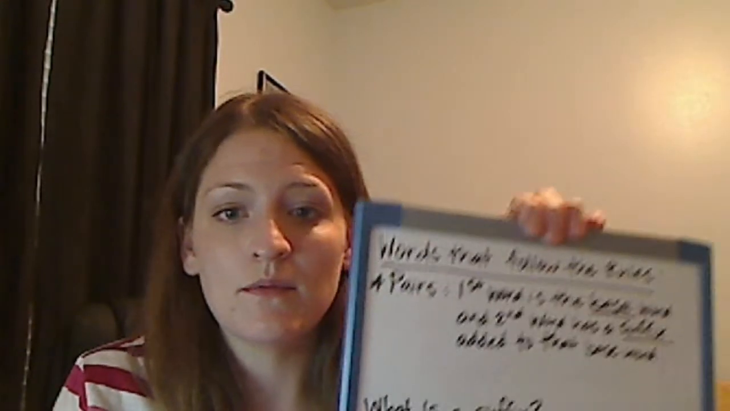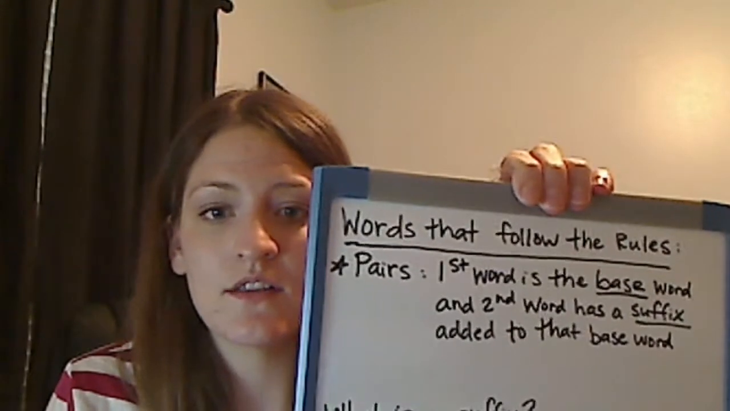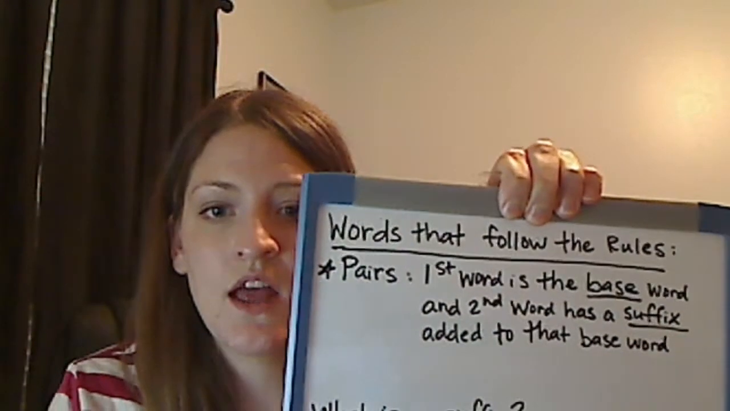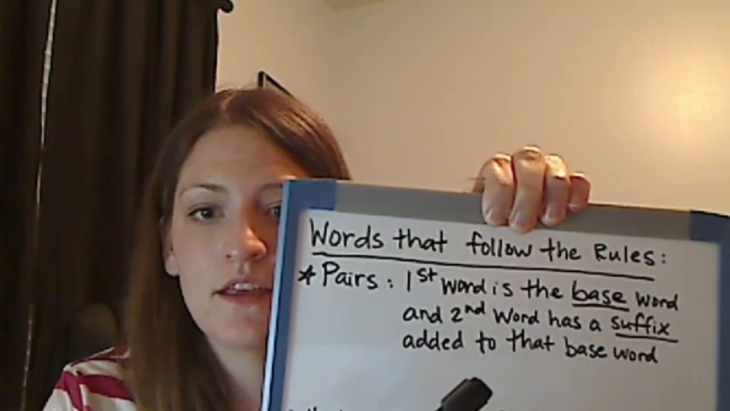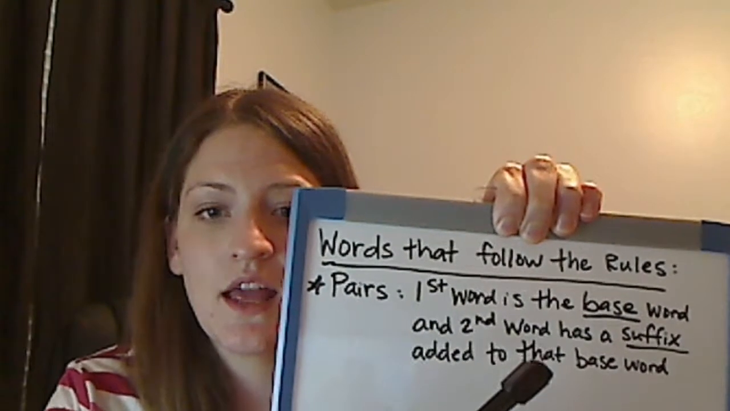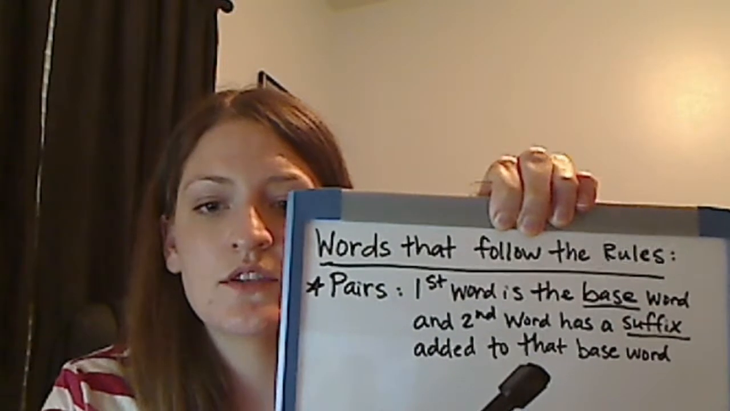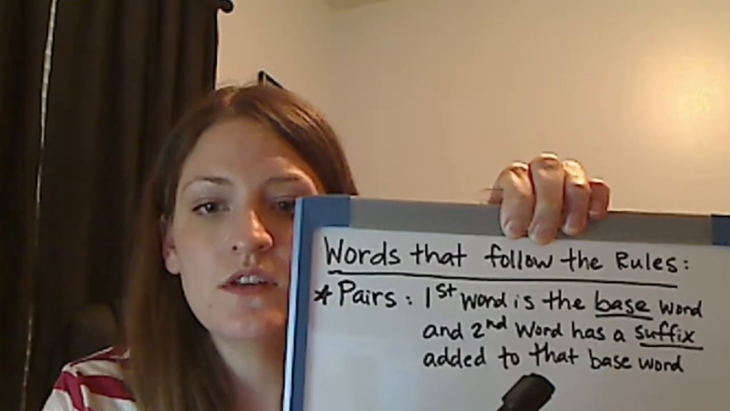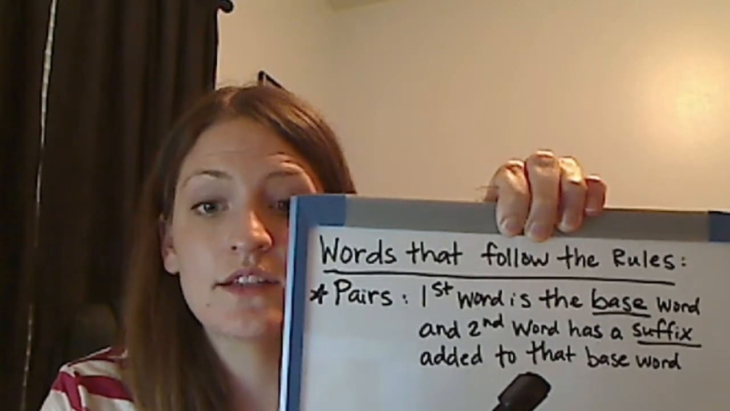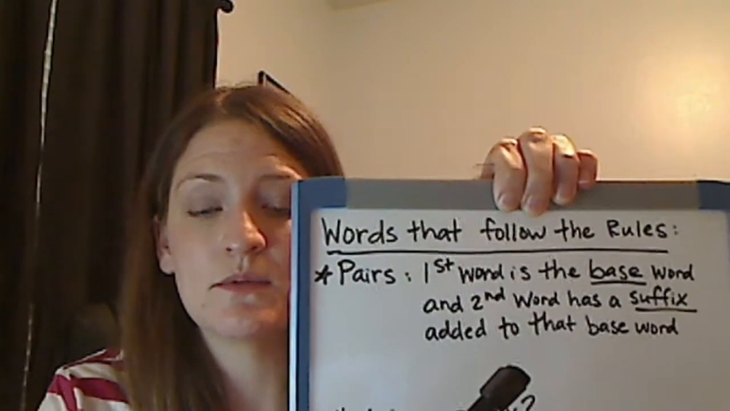Okay, now before we get started today, introducing your words, I wanted to remind you of a rule that you're going to be working with this week. Your related words this week all have a rule like this. So if you look at my whiteboard here, they're all in pairs, okay? The first word is the base word, and the second word has a suffix added to that base word. So if you look in your student book, under Unit 4, Lesson 1, you'll see your word list this week, and that's what I'm going to be talking about right now.